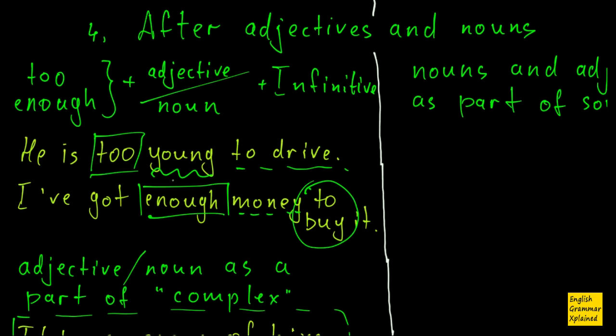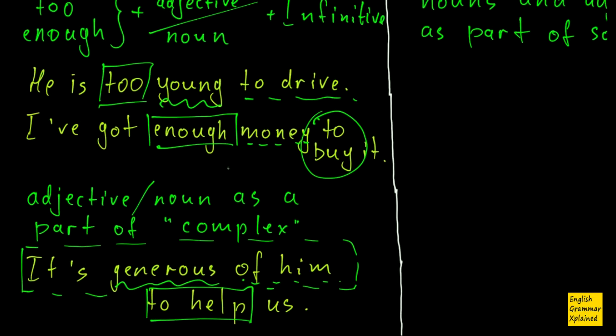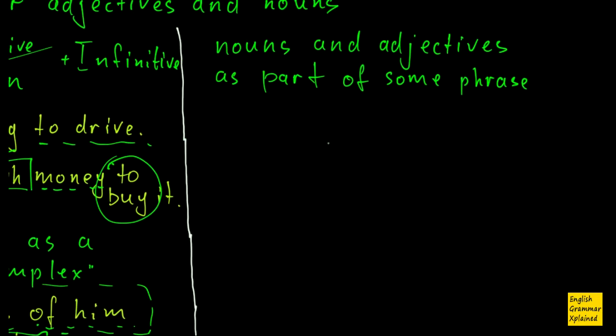is that here I can replace young, money, or generous with some other words. That's not important, that's not crucial. I can put here evil, I can put here good, I can put here just everything and anything. But in case of nouns and adjectives as part of some phrase, I have to put my phrase exactly as it is. It's very, very important. So, what phrases can I use here?